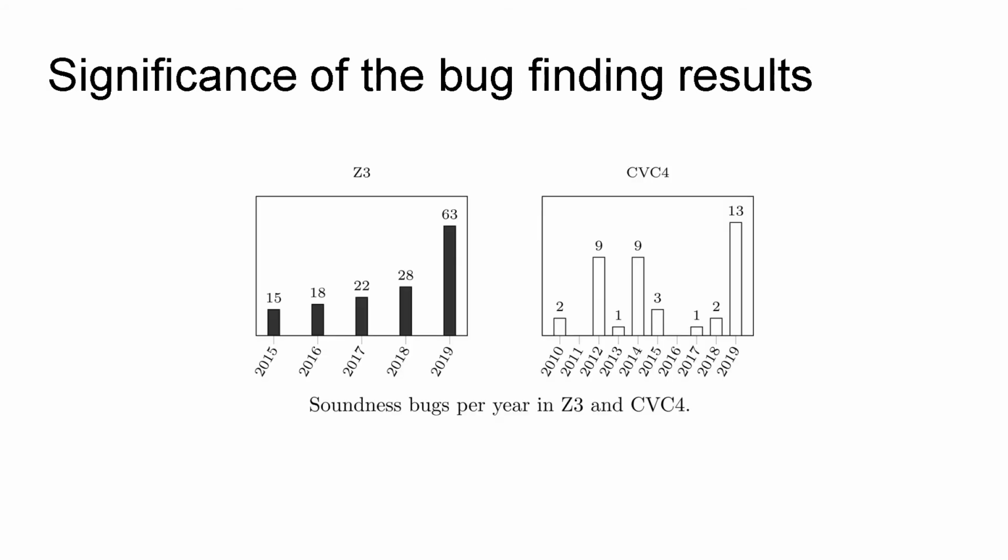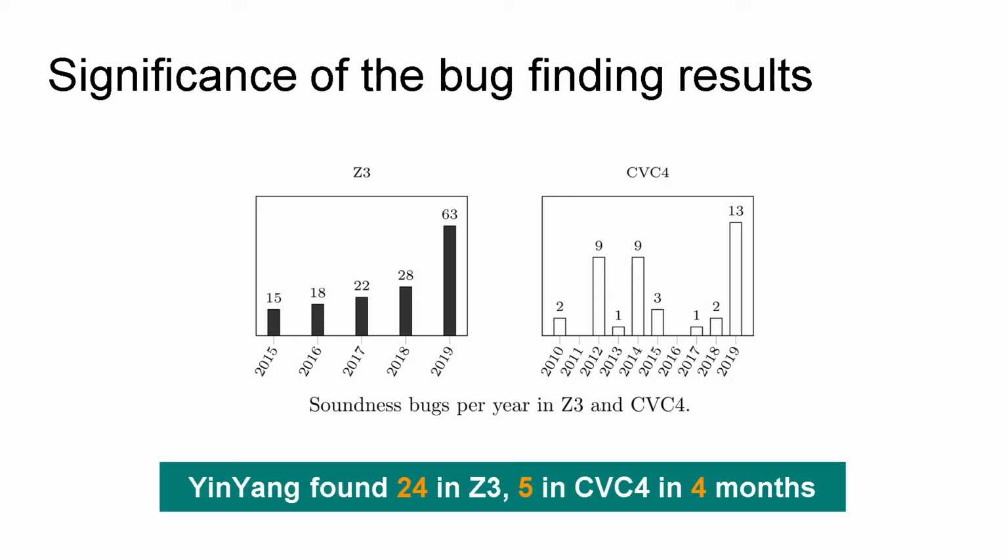A natural question to ask is how significant are these findings? To investigate this, we have done a study on publicly reported soundness bugs in Z3 and CVC4. For example, in 2017 there were 22 soundness bug reports in Z3, while just a single bug report in CVC4. By comparison, YinYang has found 24 in Z3 and 5 soundness bugs in CVC4 during only 4 months. It found more than 2/3 of all ever found soundness bugs in nonlinear logics in Z3 and more than 1/3 of all string soundness bugs.